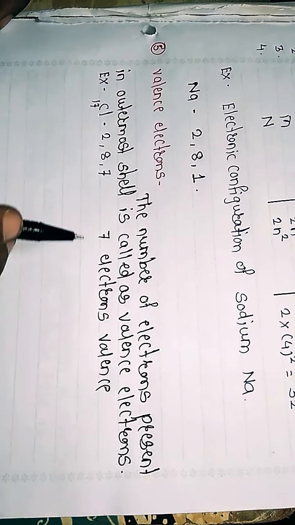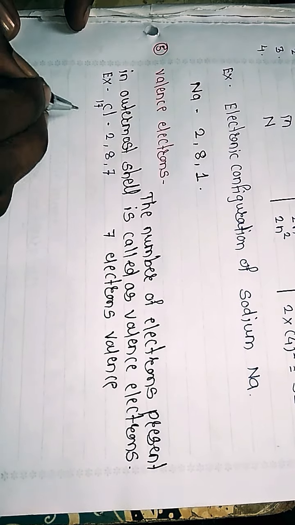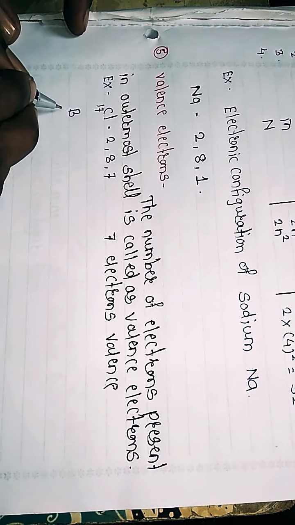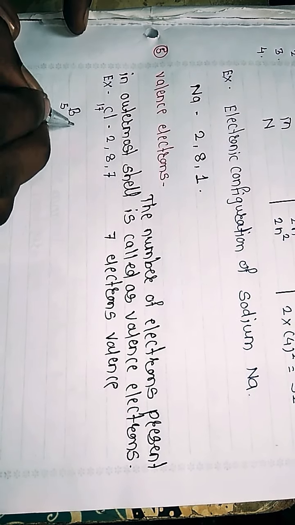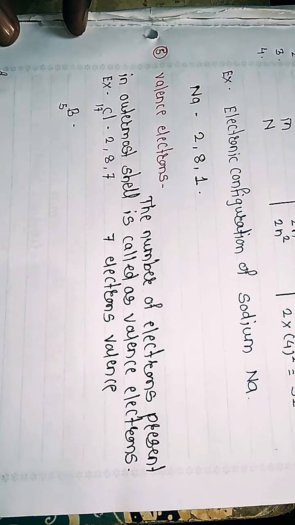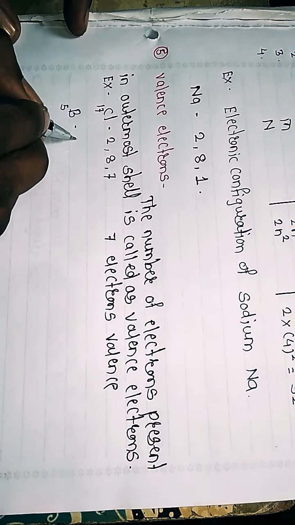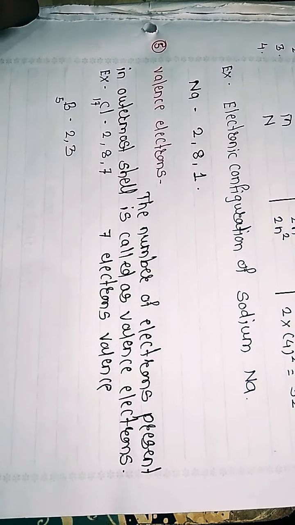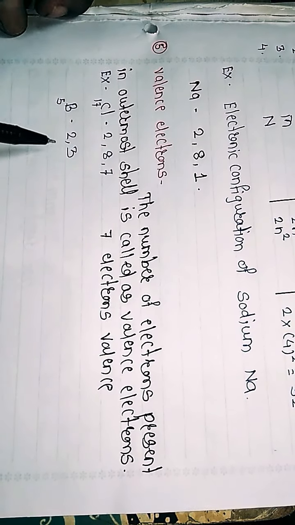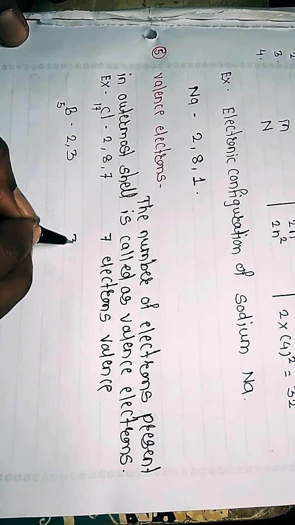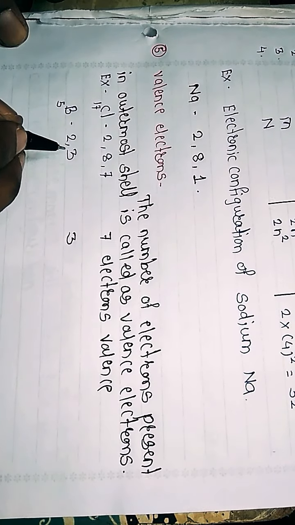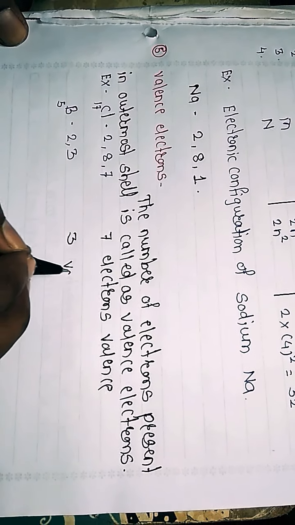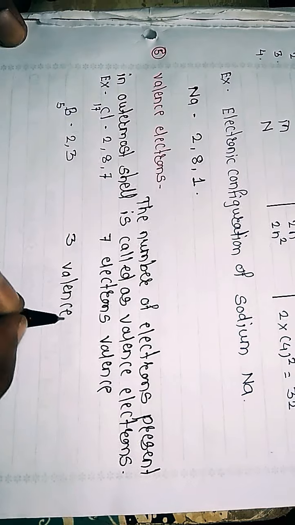Another example we can discuss: boron. As we know, the atomic number of boron is 5. So the distribution of electrons, the electronic configuration, is 2, 3. How many electrons are in the outermost shell of boron? There are 3 electrons present in the outermost shell of the boron atom. So there are 3 valence electrons.